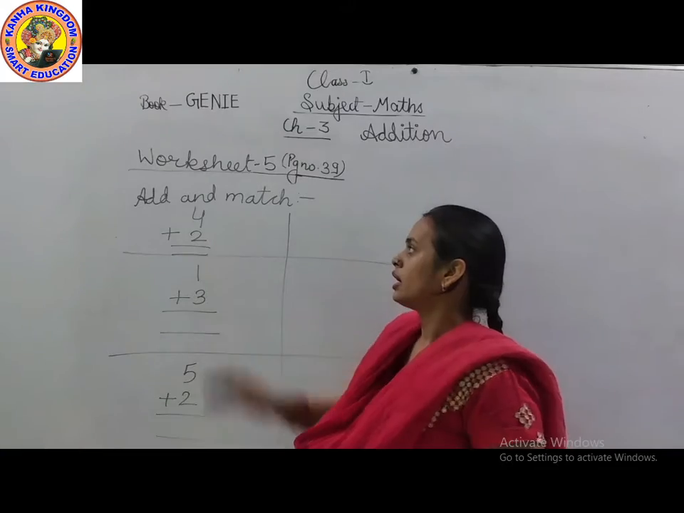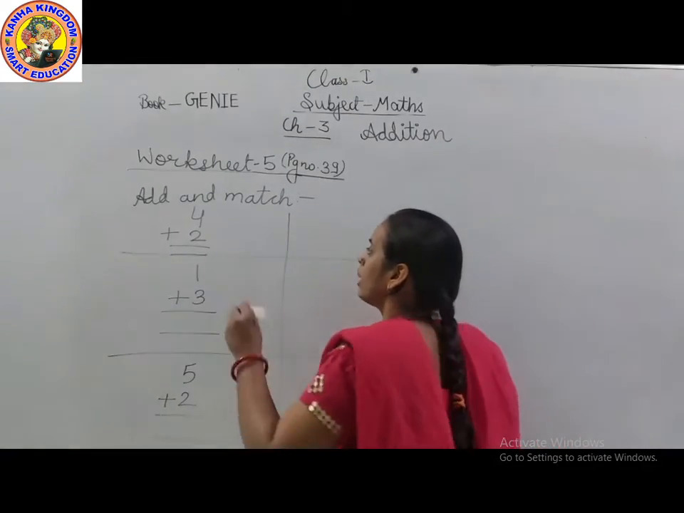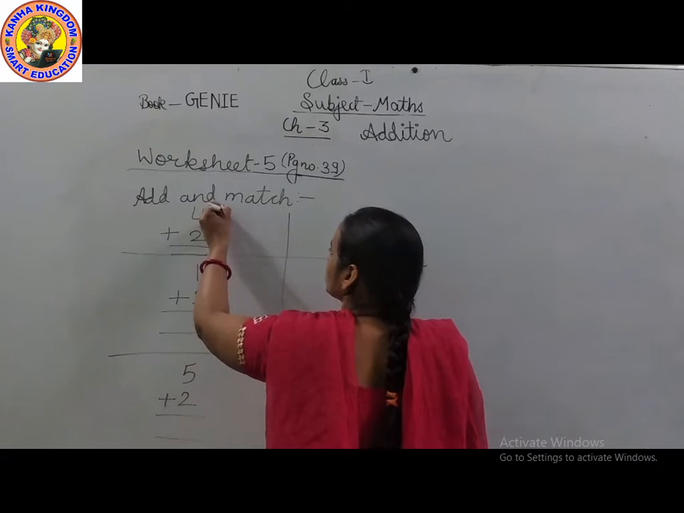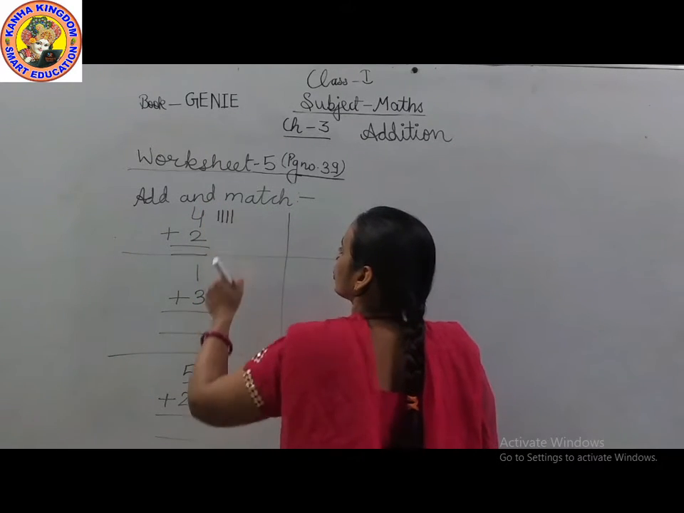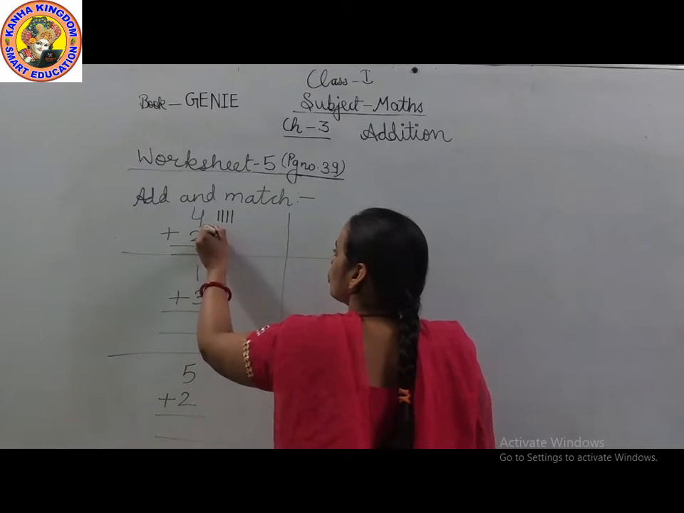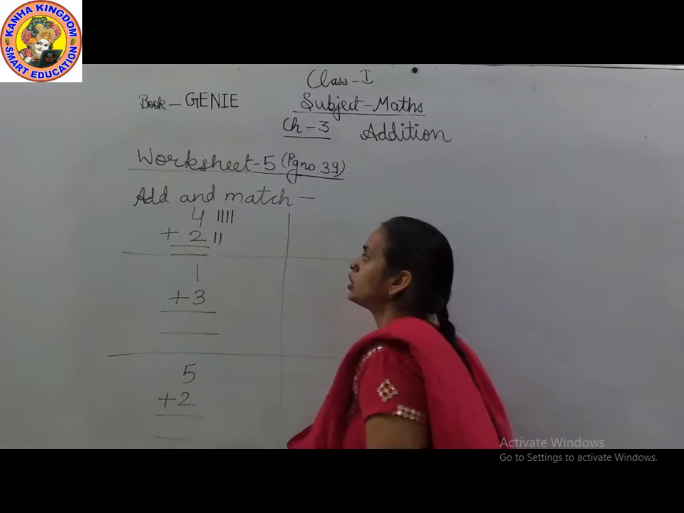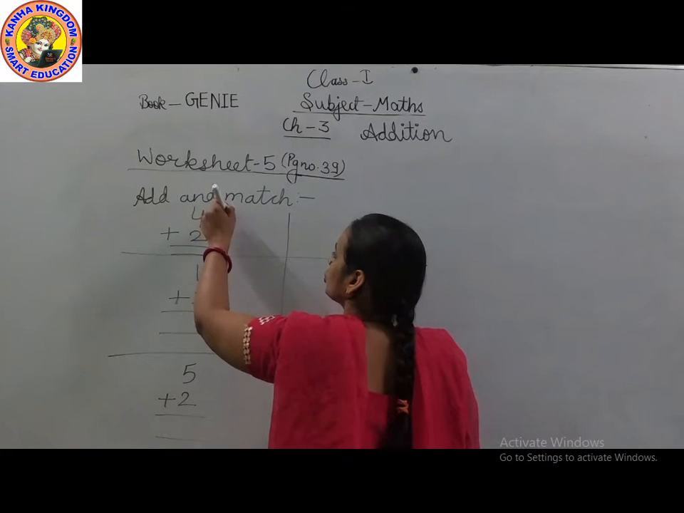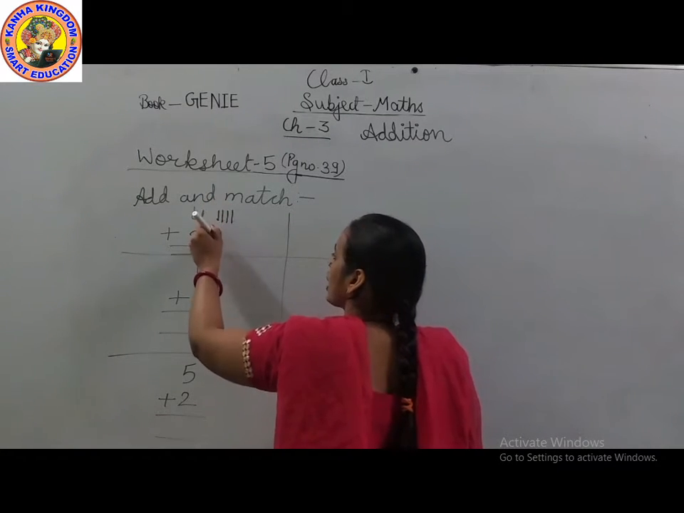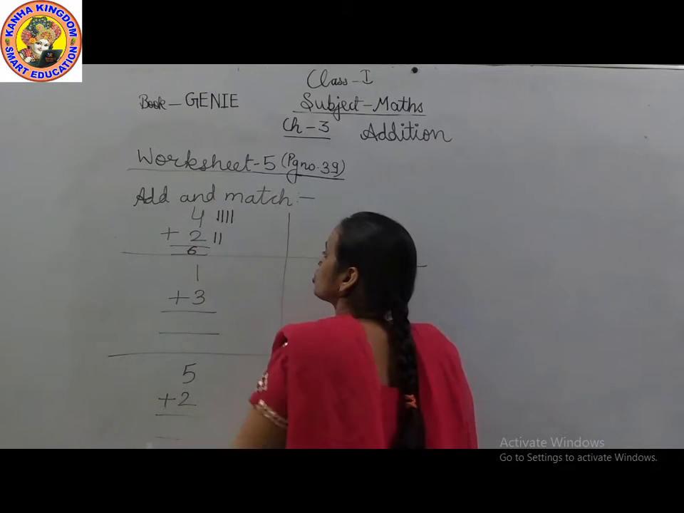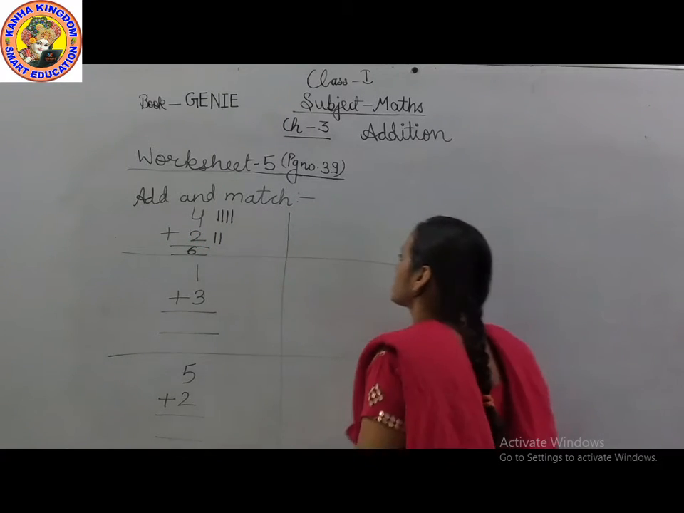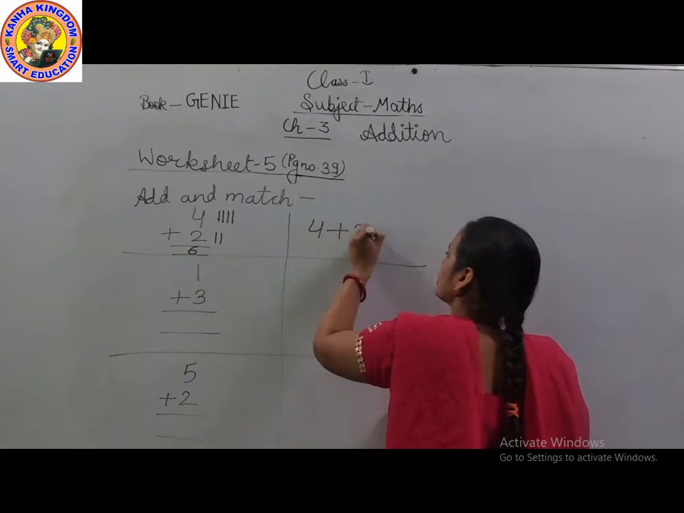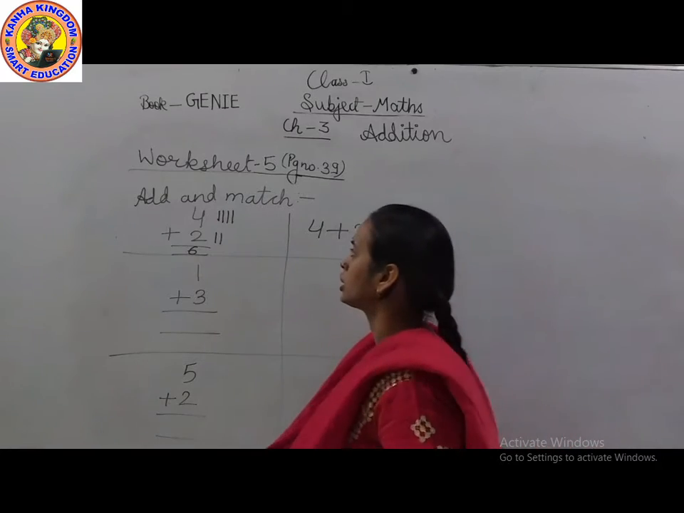Okay? I'll explain how to add. The first digit is 4. So 1, 2, 3, 4. The second is 2, 1, 2. Okay? So 1, 2, 3, 4, 5, 6. So 4 plus 2, 6. 4 plus 2 equals 6.